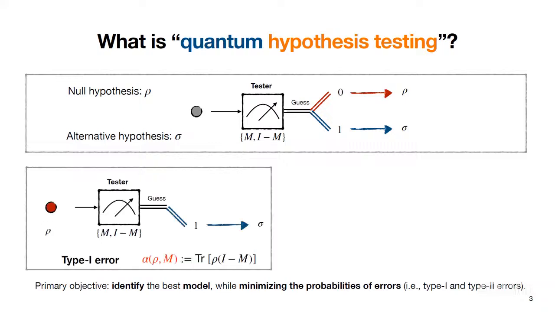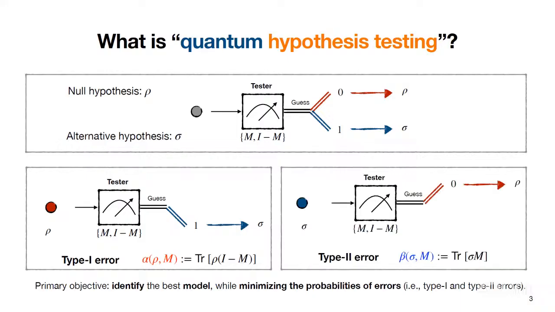Of course, in this situation, you also make two kinds of mistakes. The first one is the type 1 error. The original state is rho, but the random measurement outcome tells you that it is sigma. This is called the type 1 error, and we can calculate the error probability by taking the inner product of rho and the measurement operator. And also, you have the type 2 error. The truth is that the state is sigma, but the outcome lets you make the decision that the state is rho. This is called the type 2 error, and the error probability is simply the overlap between sigma and the measurement operator. So this is quantum hypothesis testing.